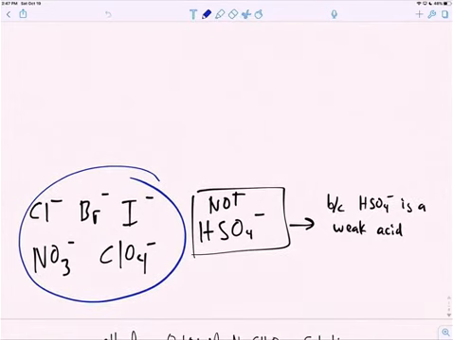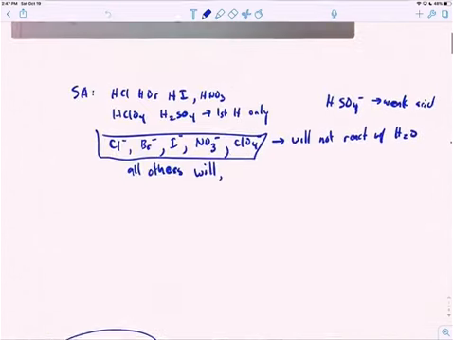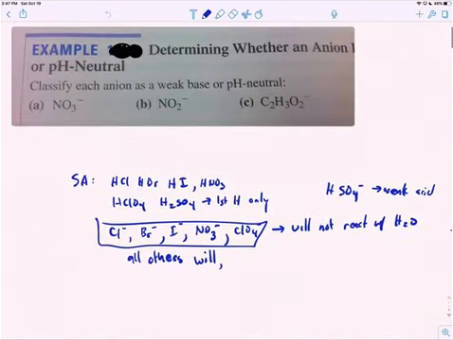So the anions of the strong acids, with the exception of bisulfate from H2SO4, remember that these are the conjugate bases of the strong acids. These are all neutral with respect to water, but not HSO4 minus. Now classify these as a weak base or pH neutral.